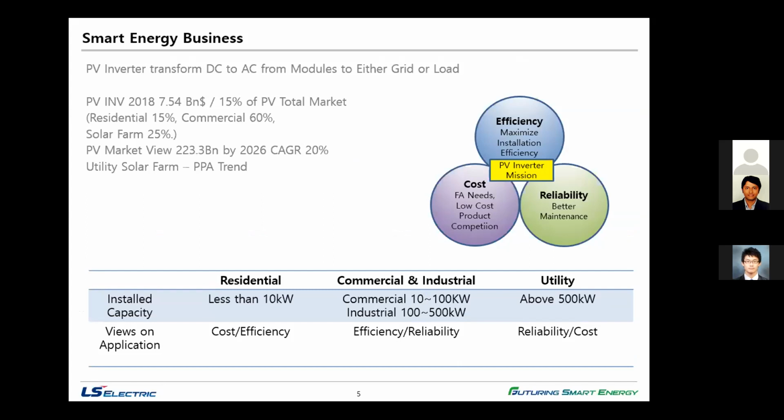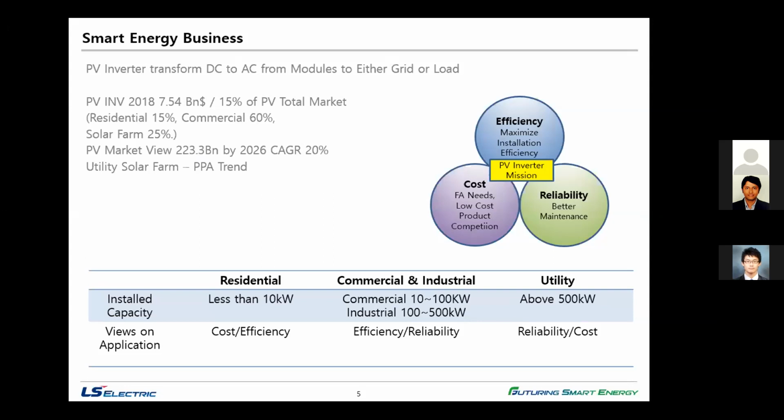So now we understand the PV inverter is necessary to convert DC to AC, from the module to either grid or load. On the right side, I have arranged three factors that PV inverter manufacturers usually focus on. First of all, efficiency, how to maximize installation efficiency, and obviously cost and reliability for better maintenance.